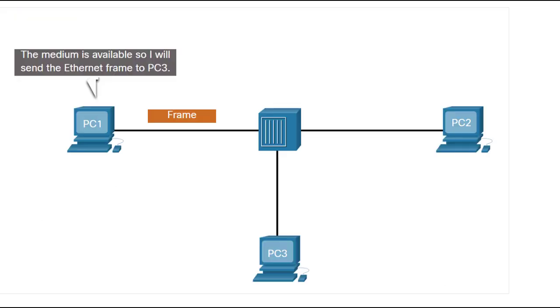To demonstrate CSMA-CD, in the figure, PCs 1, 2, and 3 are connected to a hub. PC 1 wants to send an Ethernet frame to PC 3. PC 1's NIC checks to see if any devices are transmitting on the medium. PC 1 does not detect a signal, assumes the network is available, and PC 1's NIC sends the Ethernet frame.